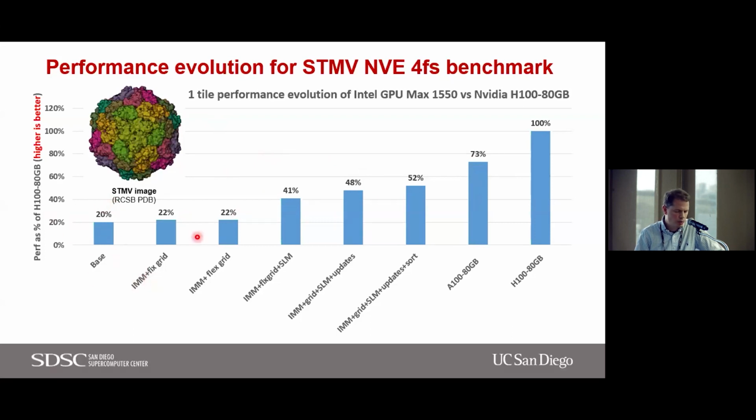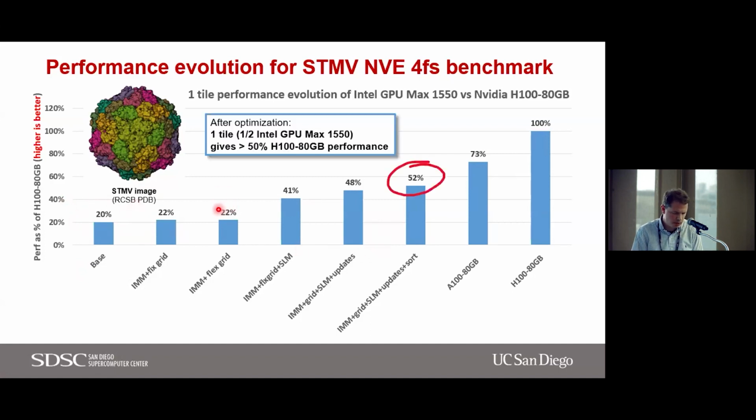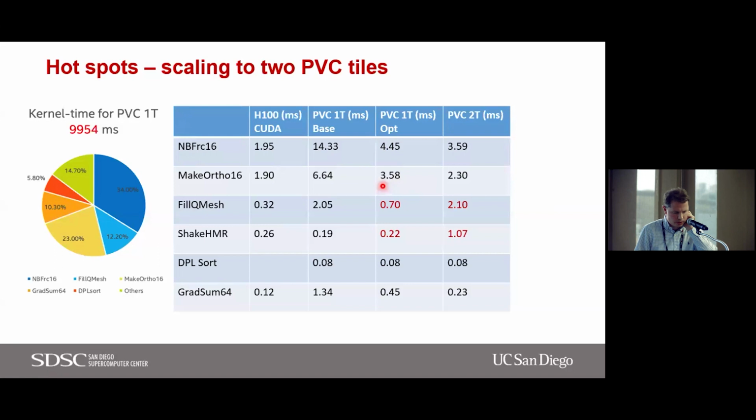And the overall performance evolution then looks like this. This is a comparison. 100% is the code running on an NVIDIA H100, the CUDA code. Initially, we had a performance of 20%. And after all the optimizations that we were doing, we reached, with half a tile of an Intel GPU Max 1550, one tile, so half of the GPU, about 50% of the performance, which is pretty nice, I think. You can see in particular, you start at 20%, go up to 52. That's, I think, a nice result.